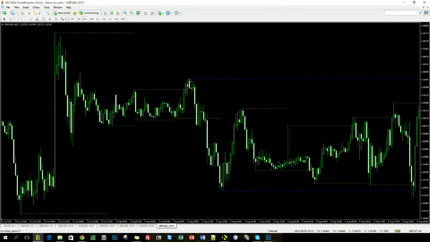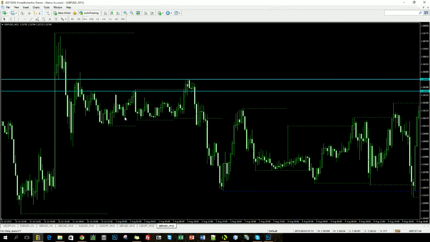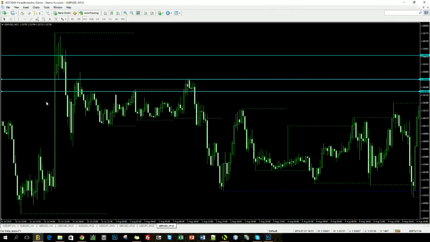Let me draw in a few levels for you here. So price, look at this. Price hit here, here, here. So there's a good one right there, approximately right there. It doesn't have to be exact, like I said. It depends on what strategy you're trading.